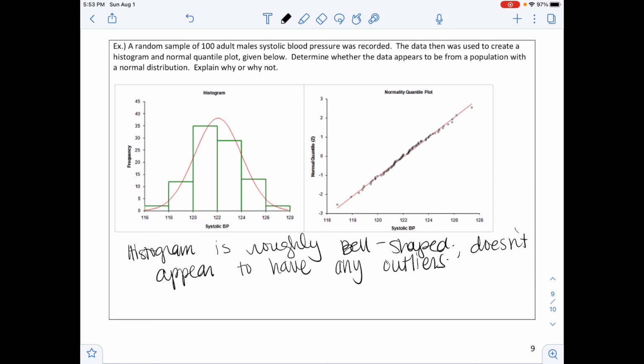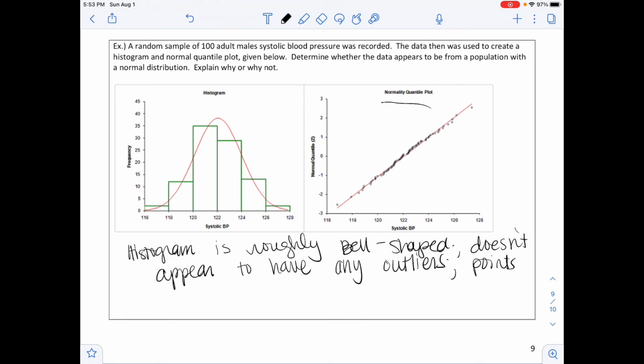The next thing that we have to check is going to be looking at your normal quantile plot, which is over here on the right. And again, it says the population distribution is normal if the pattern of the points is reasonably close to a straight line. And looking at that, that does look like it. And the points do not show some systematic pattern that is not a straight line pattern. So we'll say it looks like it's a straight line.